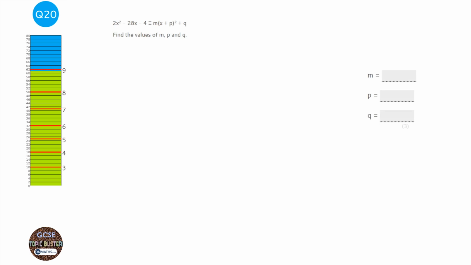Looking at the structure of the answer, it looks very much like we're going to have to complete the square. Now, to complete the square, we need x squared minus something x. Now we've got 2x squared, and so minus something x. We've got 2x squared minus 28x. So we're close to getting that, but we haven't quite got that.